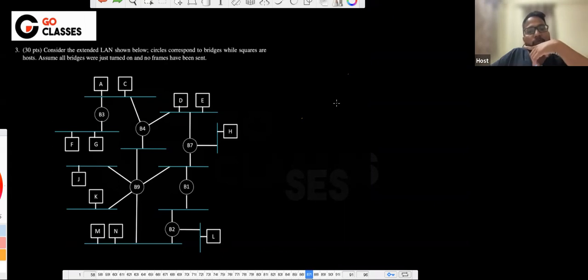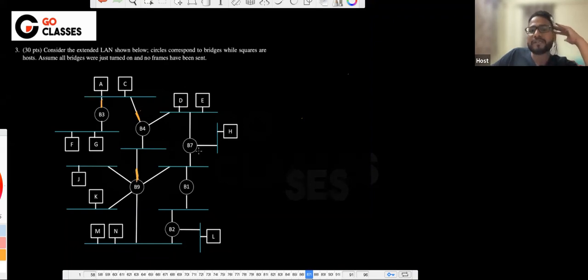I mean, the packet is coming from which way? Based on that, they will get to know where A is. Once A sends a frame to L, this B3 knows that A is here. B4 knows that A is here, right? Every bridge will know that A is here.